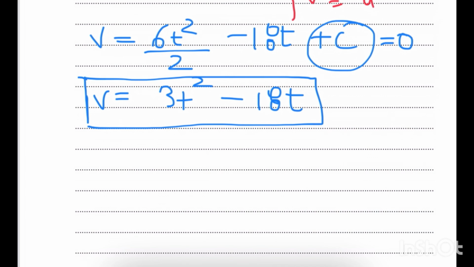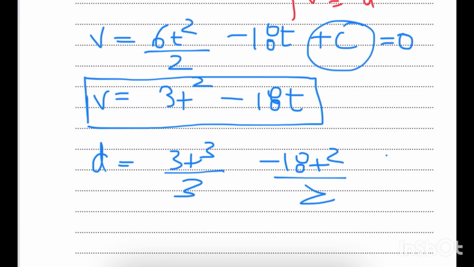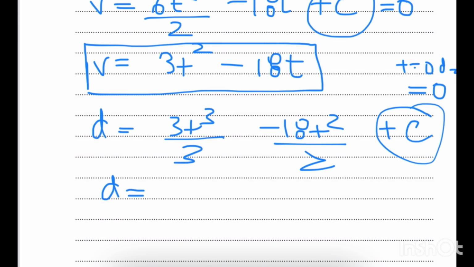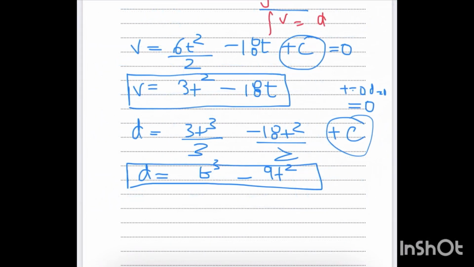Moving on, if we integrate velocity, we will find the equation for displacement, and that will be 3t cubed divided by 3 minus 18t squared divided by 2 plus c. Again, this arbitrary constant is 0, since when t is equal to 0, displacement is also equal to 0. So we get the formula for displacement equal to t cubed minus 9t squared, and that is the equation for displacement.